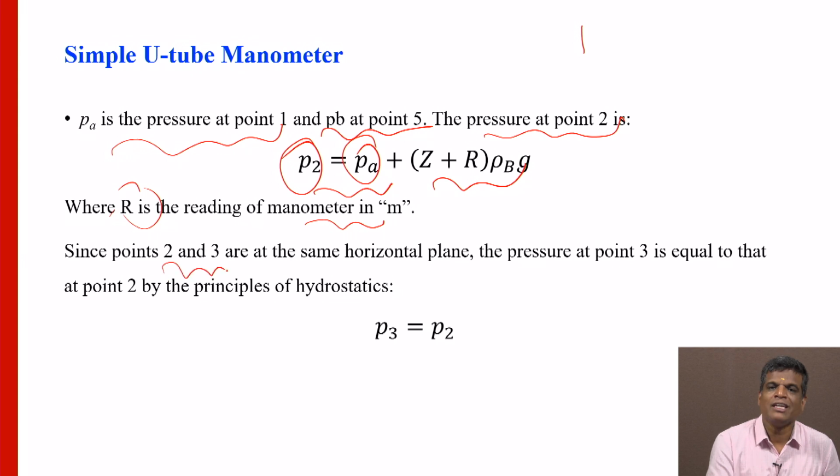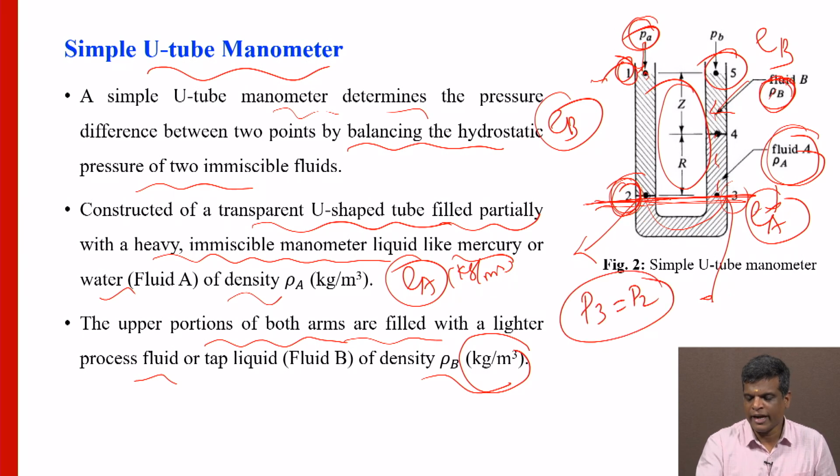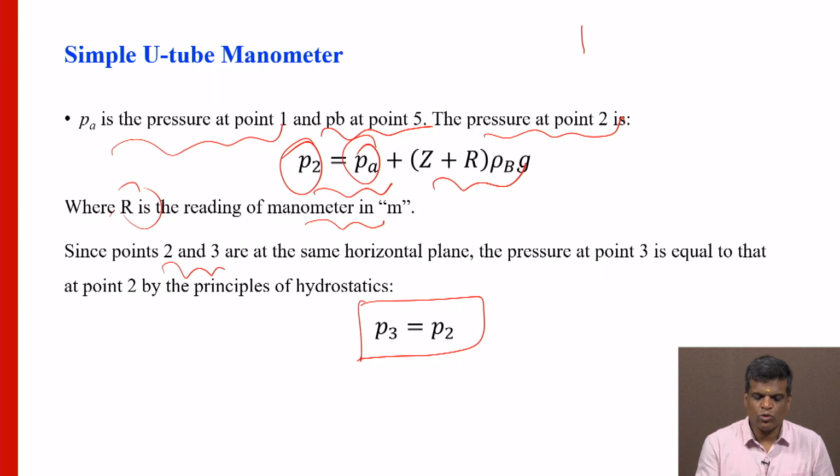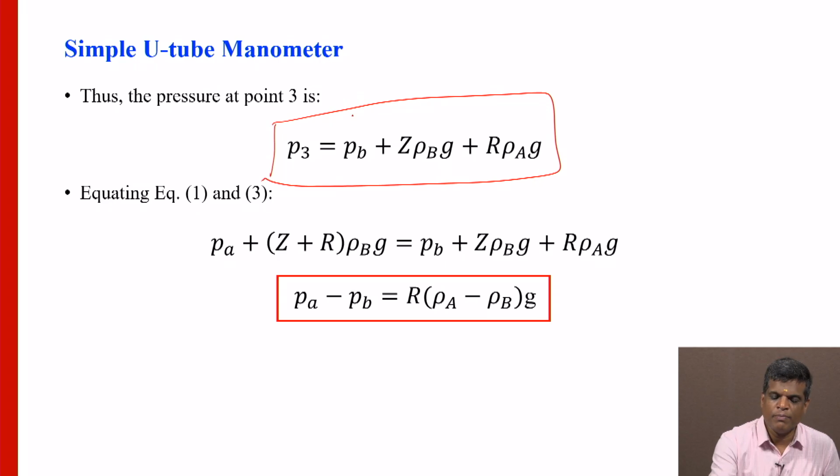In the same way, points 2 and 3 are in the same horizontal plane, as I already discussed, so P3 equals P2, because the pressure varies only with respect to height. We can write P3 as PB plus Z rho B G, same as rho A G.